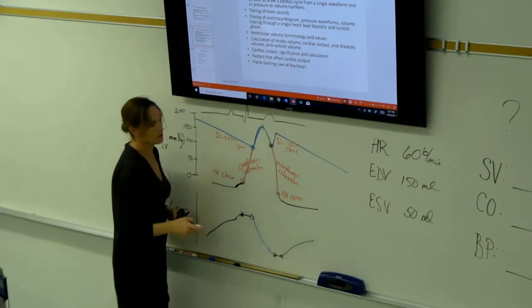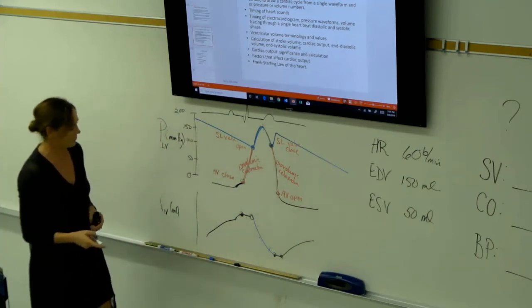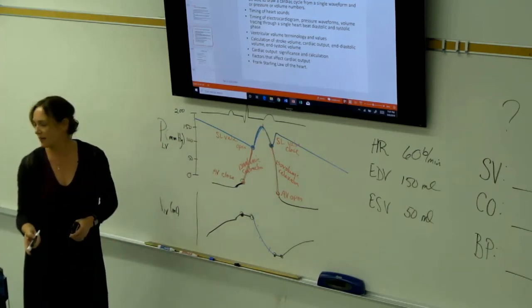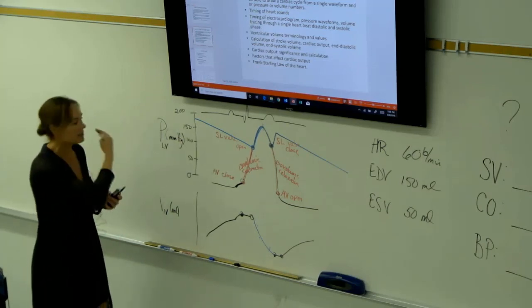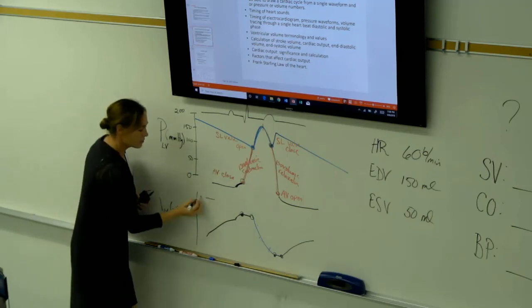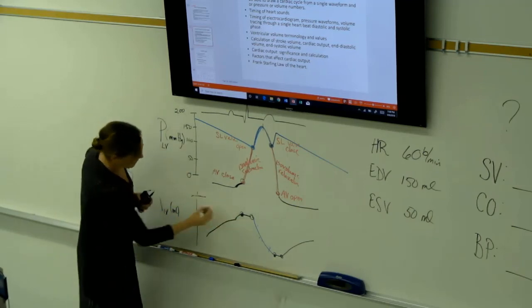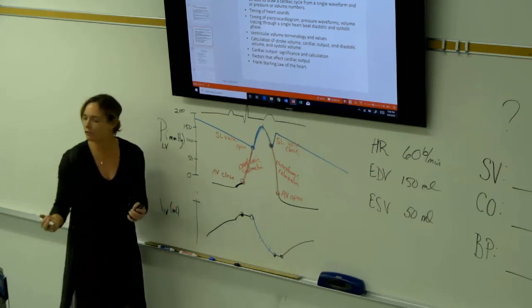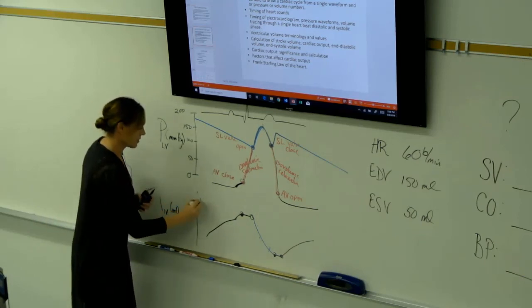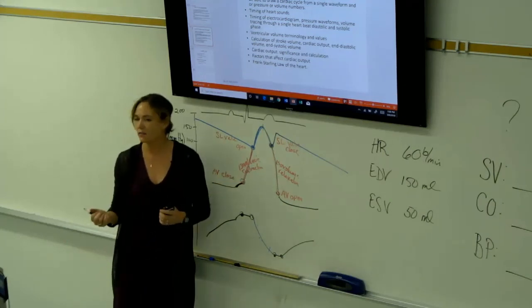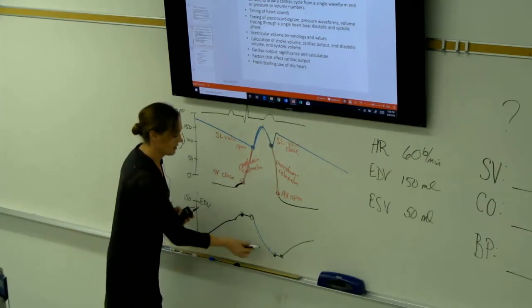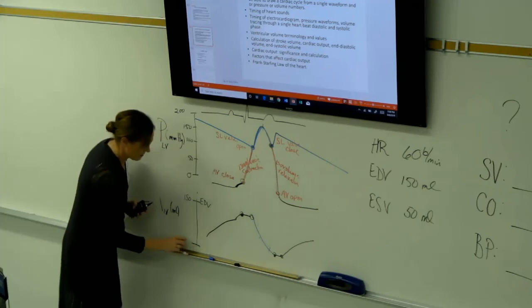So let's go answer some of these questions. Oh, before we can, we need to label the volume. End diastolic volume, that's the end of diastole or the end of the filling phase. That is going to be the most full the ventricle is. So this is going to be our end diastolic volume, which we have 150 milliliters. Our end systolic volume, the emptiest the heart will be. That's going to be right down here. That's going to be 50 milliliters.